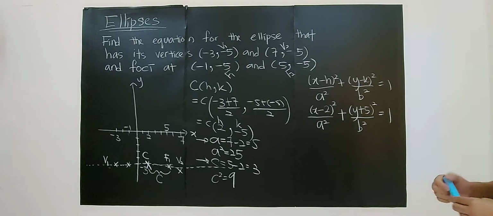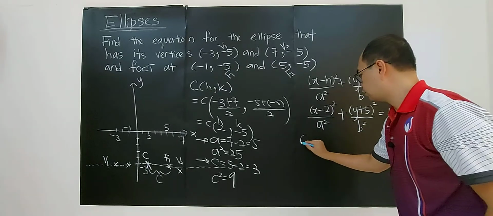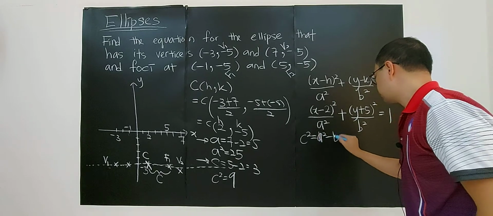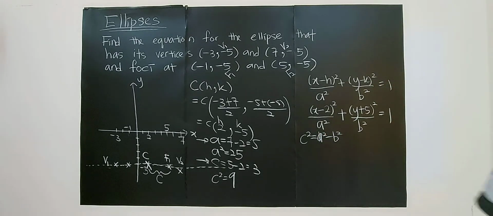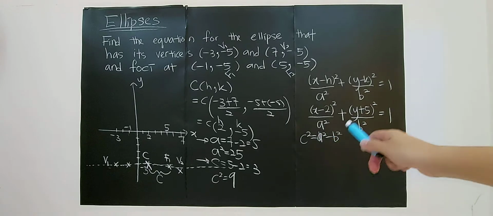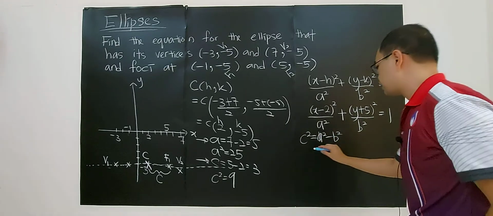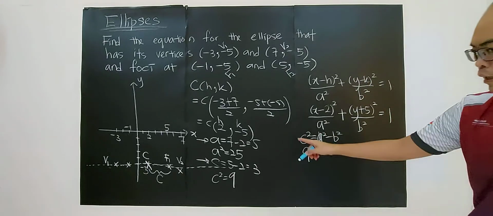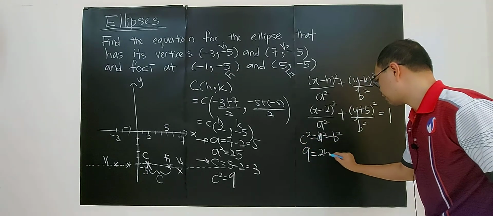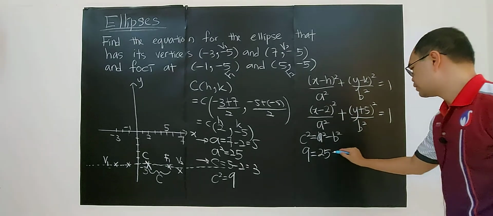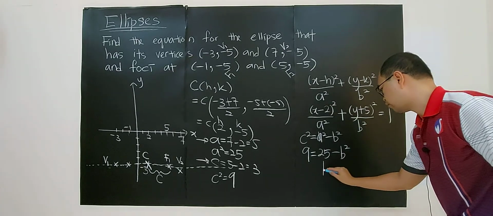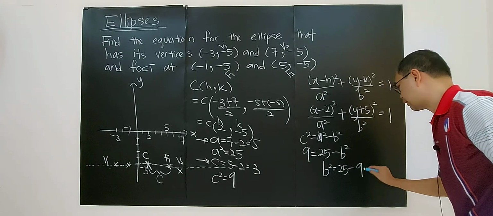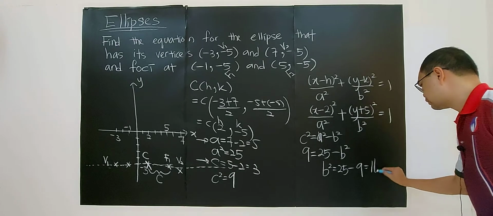But I still need to find the B square here, right? And I know that the formula is C square equals A square minus B square. You have to know that C square is A square minus B square. So what is A square? C square, you know, is 9. A square is 25, right? A square is 25. And B square, you can easily find the value of B square now just by taking 25 minus 9, which gives you 16.